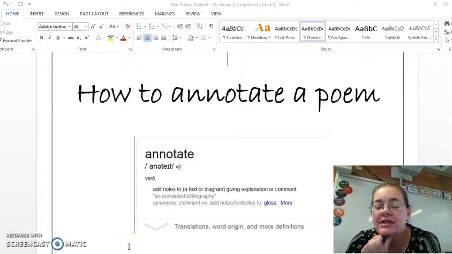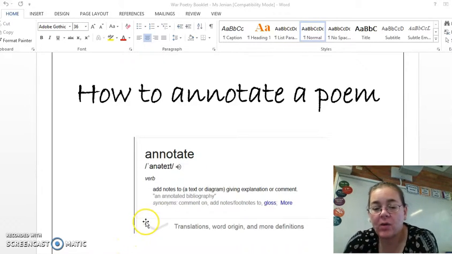Okay, so this is just a reminder about annotating a poem. We've been through this a couple of times in class, but I just wanted to have it on record so you can go back and have a look at it if you needed a bit of a reminder or a refresher. So, annotating a poem.